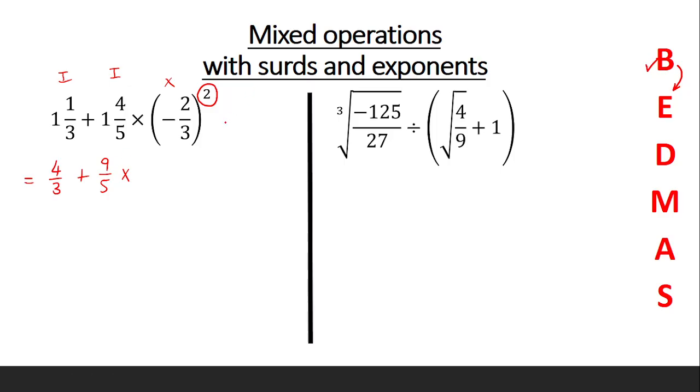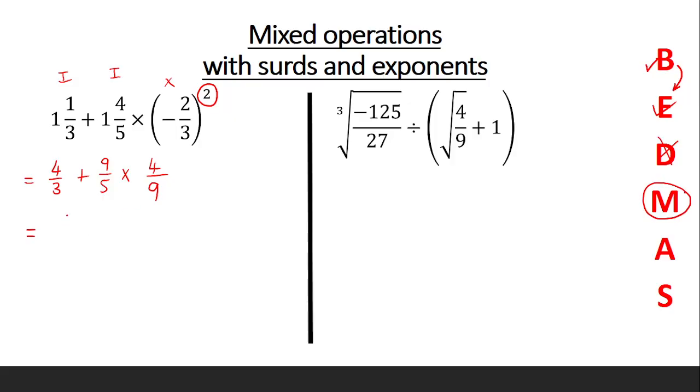With a square, it means we have the exact same thing twice, which means I've got 2 negatives, which make a positive, and I've got 2 2's, which is a 4, and 3 3's, which is a 9. Okay. Now, once we've gotten rid of the bracket, so our exponents are done, there is no division, but there is multiplication. So let's look at that.